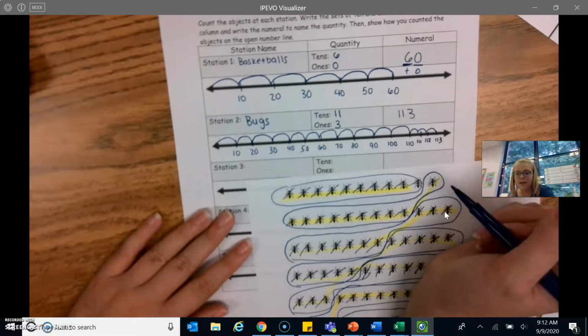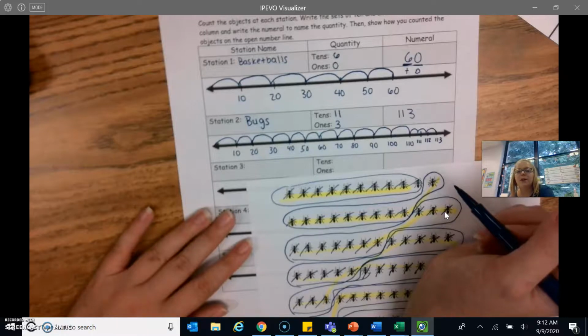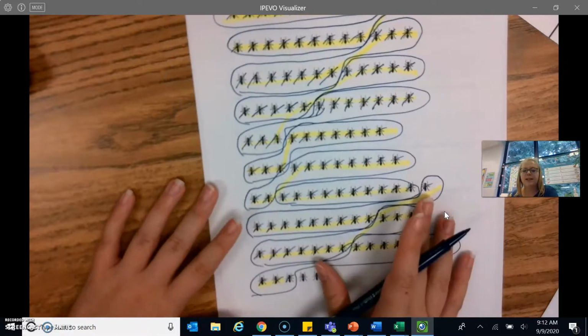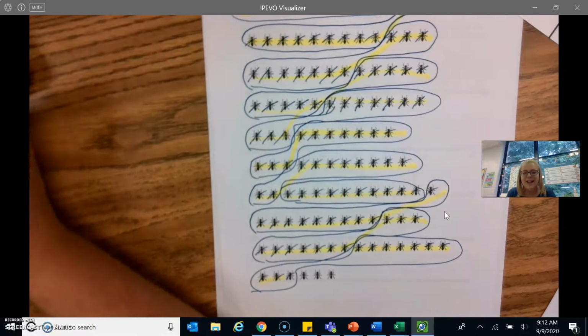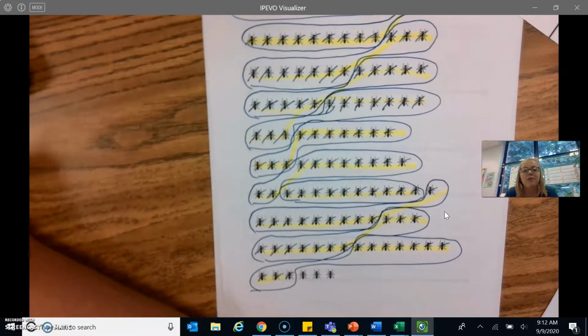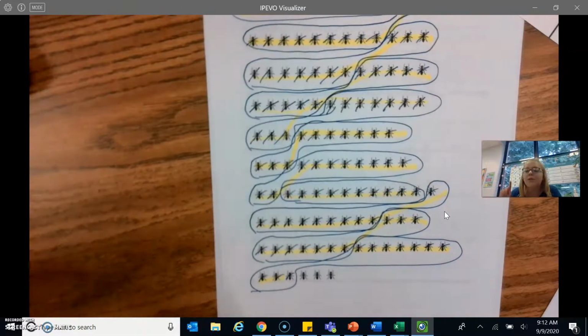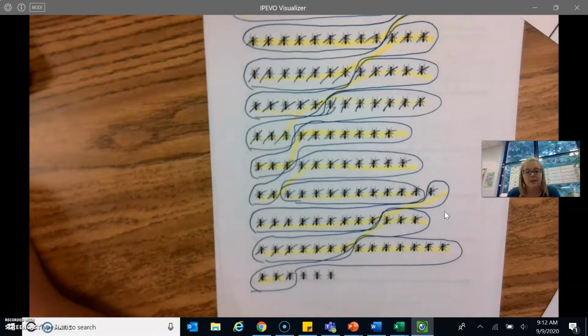Okay? So I want you to do this with all of the rest of the stations, okay? If you have any questions at all, let us know. Remember, if counting by tens is a little confusing for you, you can count them one by one. Okay, if that's how you want to do it, then that's how you can do it. But I want you to try the tens. If you have any questions at all, let me know.